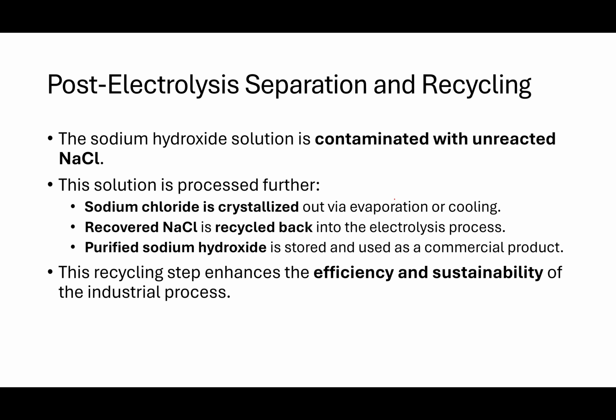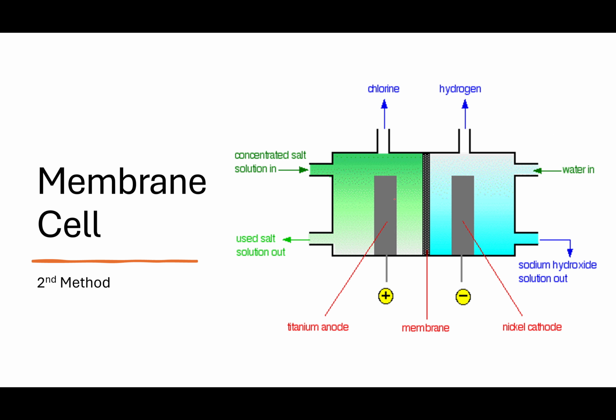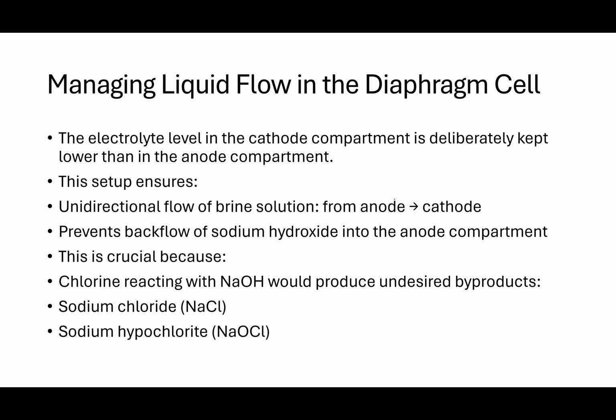So recycling the steps enhances the efficiency and sustainability of the industrial process. So you can't just keep on taking out unreacted chloride and not adding it back. It is more efficient to add it back. So the second cell now would be the membrane. The first one was the diaphragm cell.